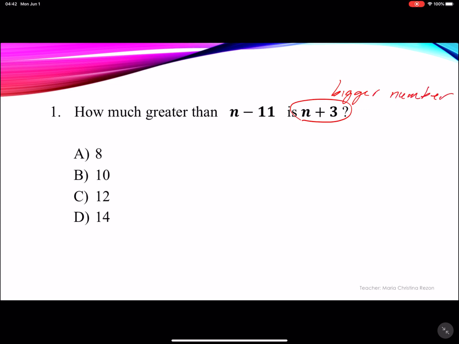Okay, so if we get the difference of these two numbers, we will have n plus 3 minus the quantity n minus 11. So this one, you can get rid of n here. Then what is left is 3 plus 11, which is equal to 14, and that is letter D.